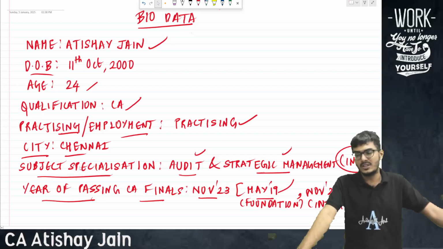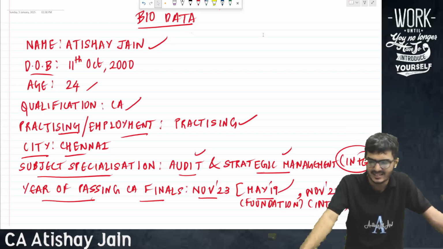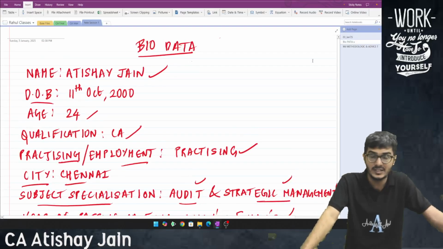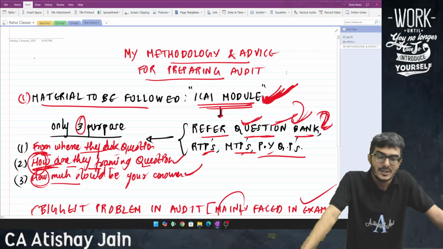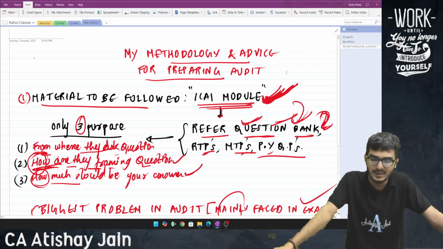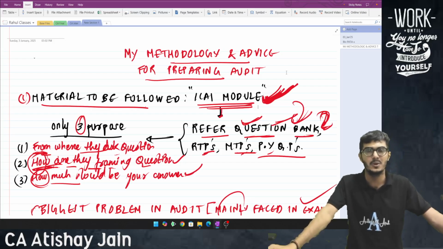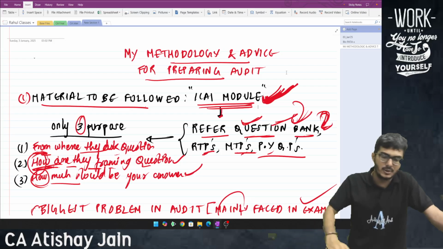More of it, I'm just going to focus on how I'm going to guide you with this particular paper called auditing and ethics, because I feel people, especially at CA Inter level and more of CA Finals also, face problems in this paper, which is the worst paper every student faces. Coming to the main part of this video, I've got my own methodologies, advices, tips, suggestions and recommendations when it comes to auditing and ethics. So let's begin.